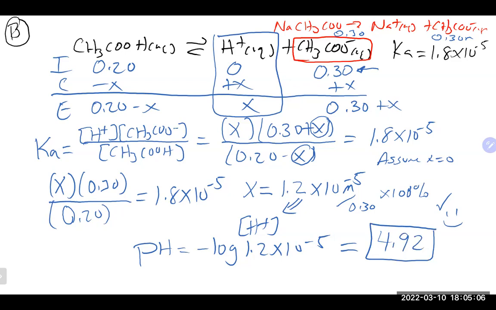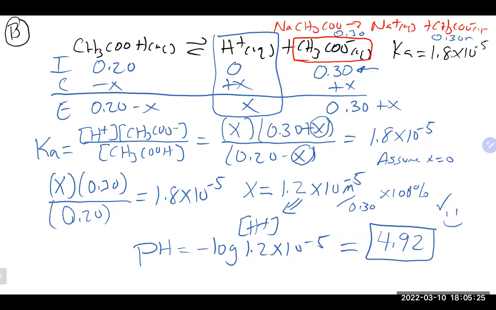Any questions on any of those steps? So kind of like a traditional ice table here, the key is you have to have that initial concentration of that ion. Otherwise, you're really just doing a weak acid problem again. Any questions?